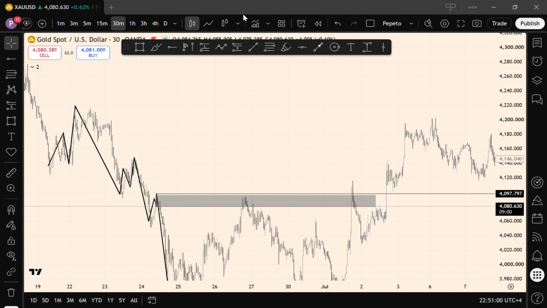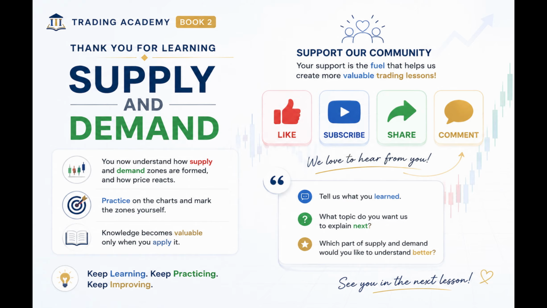Best of luck. You have now completed this lesson on supply and demand. You should have a clearer understanding of how supply and demand zones are formed, why price reacts around these areas, and how buyers and sellers influence market direction. But remember, knowledge becomes valuable only when you practice it on the chart. Review different markets, mark the zones yourself, and study how price reacts when it returns to them.